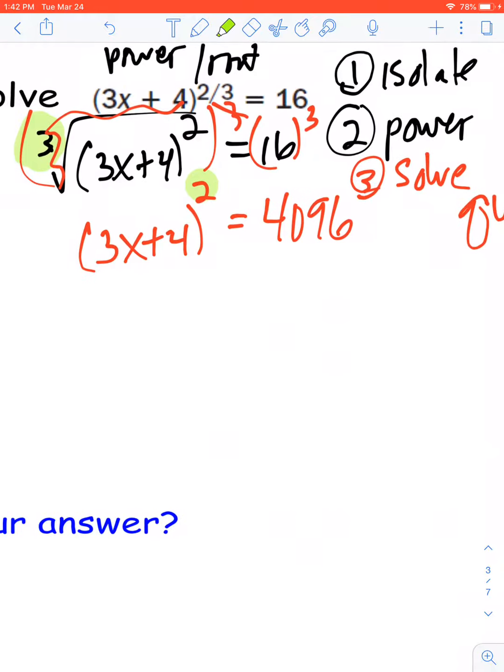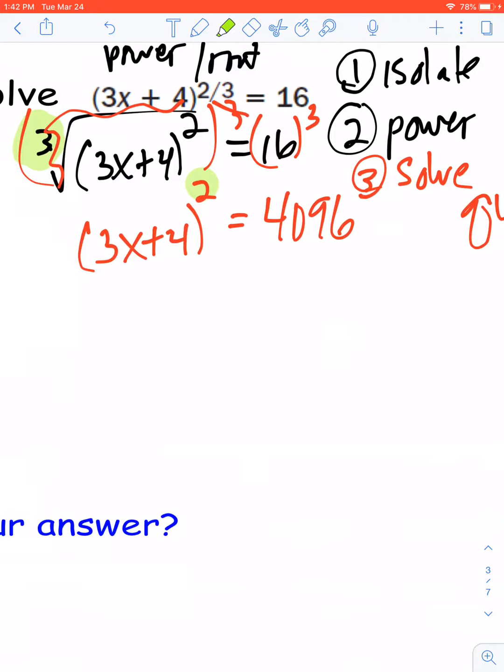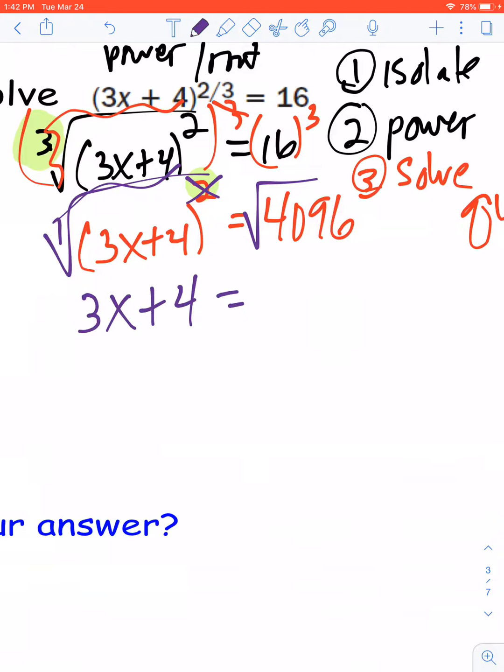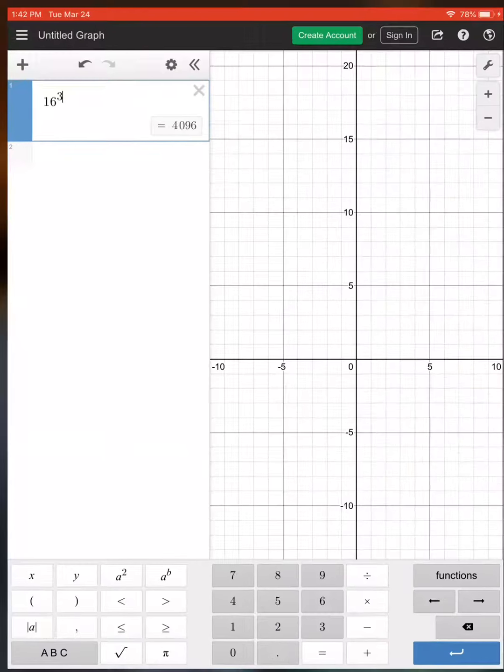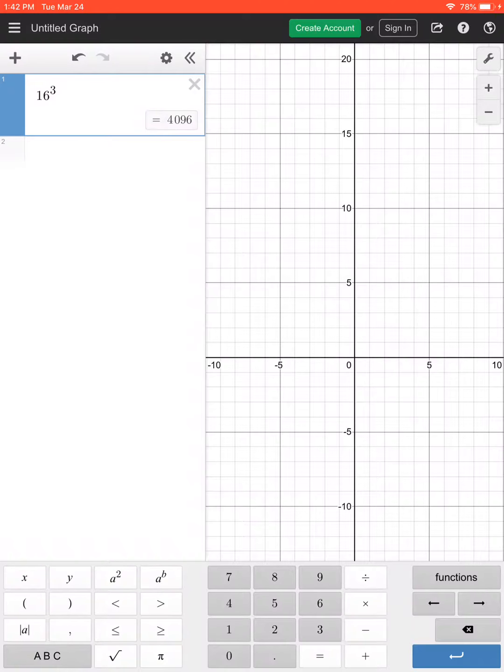So in order to solve it, remember powers undo roots. So now what I have to do is to undo the power of 2, I have to square root both sides. The power of 2 and the square root undo each other, leaving me with 3x plus 4. And then the square root of 4096 is equal to 64.